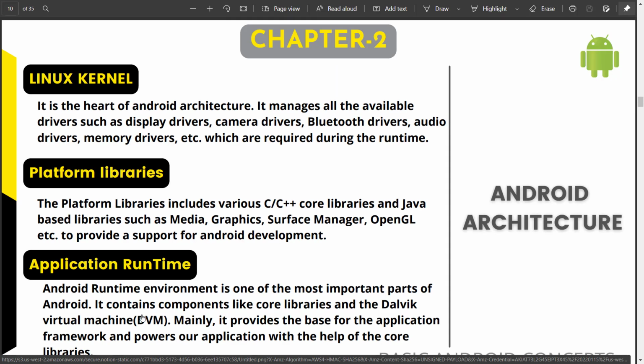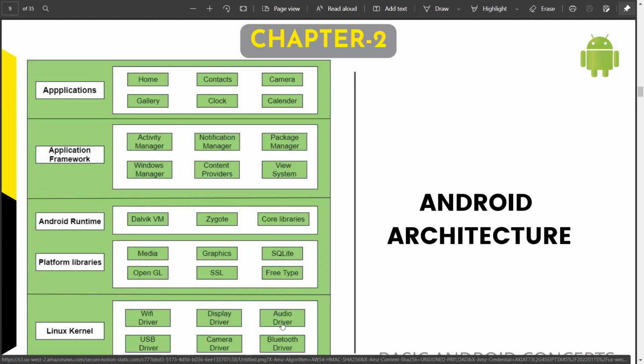So let us discuss the Linux kernel first. The Linux kernel is the heart of the Android architecture, where it manages all the available drivers such as display drivers, camera drivers, audio driver, USB, Bluetooth, all kinds of drivers which are required during runtime. You can see, right, the Linux kernel is an abstraction layer, we can say, between the hardware components of the Android architecture and the other layers of Android. In the sense, it gives connectivity between the hardware of a mobile environment and the other application layers, right?